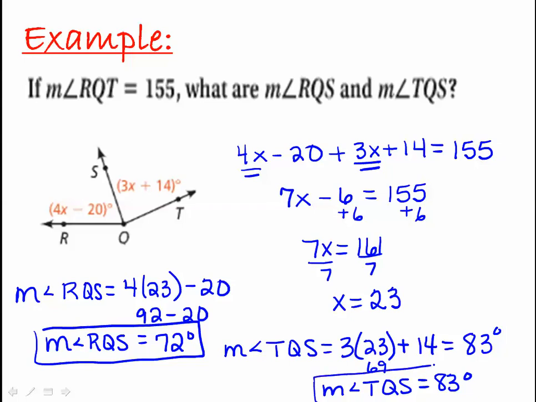We know that this answer is reasonable because if I add 72 and 83 together, I get a total of 155 degrees, which is what these two angles are supposed to add up to according to my problem.